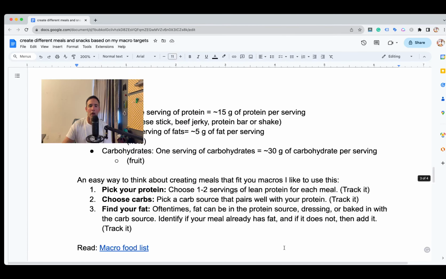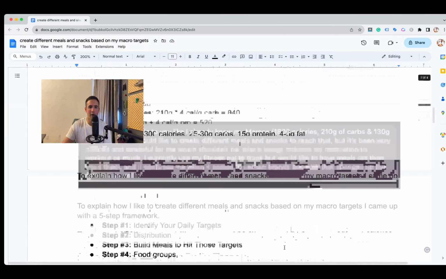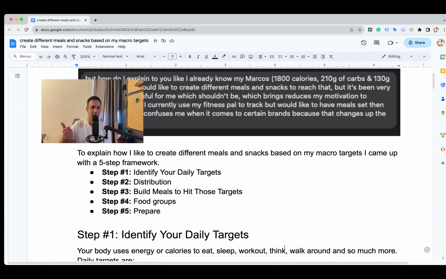So, to recap and bring us back, we identified our daily targets. We went through a distribution. We built meals that hit these targets. We tried to incorporate some food groups in there as well, so that not only were we hitting our calorie and macronutrient targets, but we were also fulfilling our micronutrients.